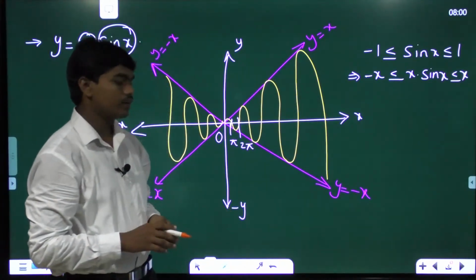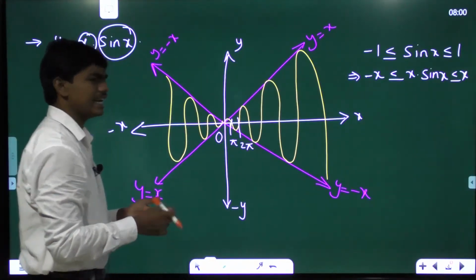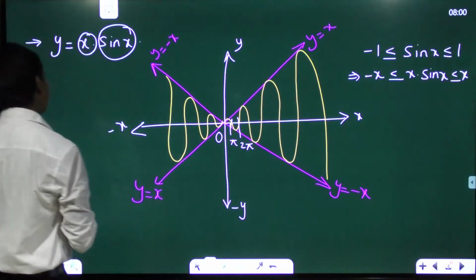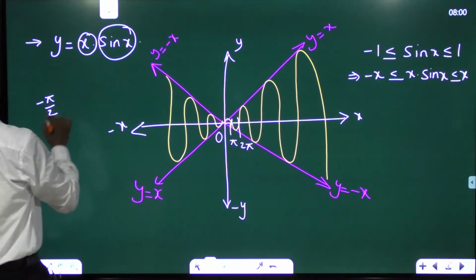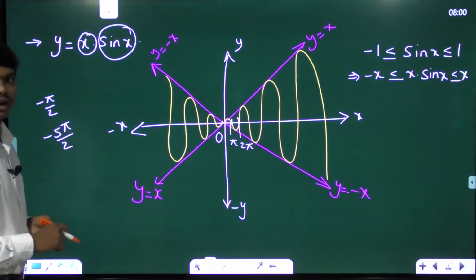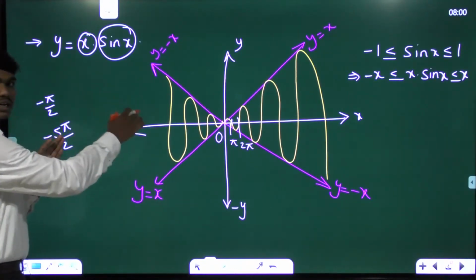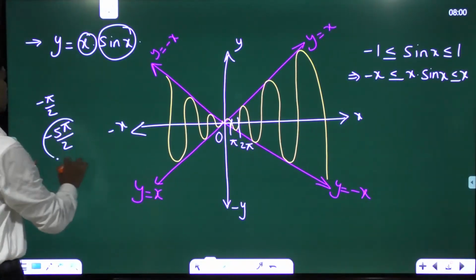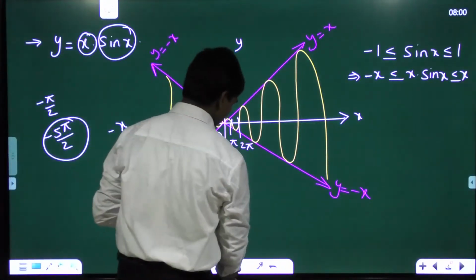There is one question: when we are multiplying x with sin x, will it become positive on the x-axis? Need not be. For example, if I take a value like minus pi by 2, or for example minus 5 pi by 2, this corresponds to some negativeness, and this negative value when multiplied will get you to the positive side.